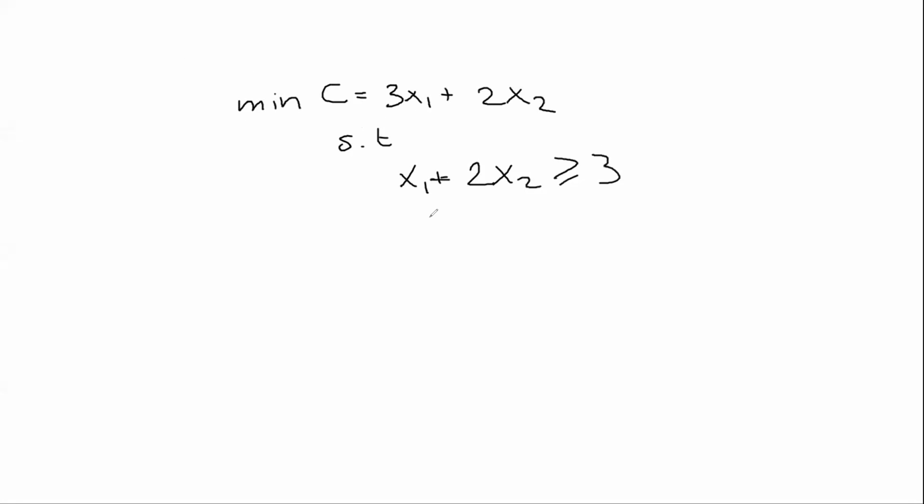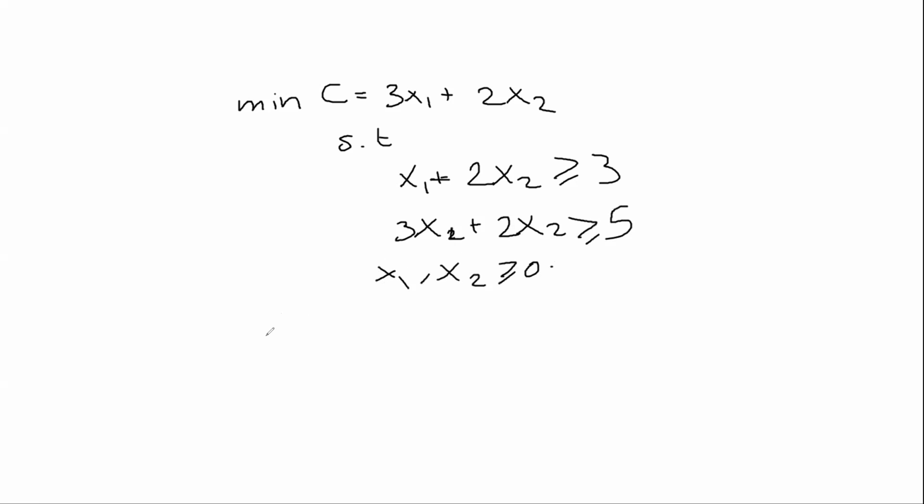So let's consider this problem. Let's have a minimization of C equals 3x1 plus 2x2 subject to x1 plus 2x2 more or equal to 3, and then 3x1 plus 2x2, sorry, should be x1 more or equal to 5, and x1 and x2 are more or equal to 0. So here's my primal problem.